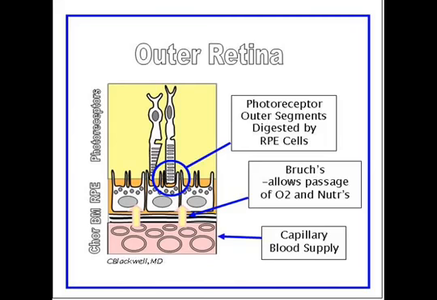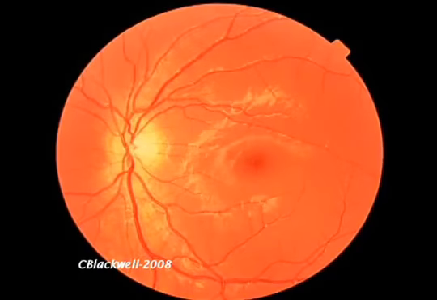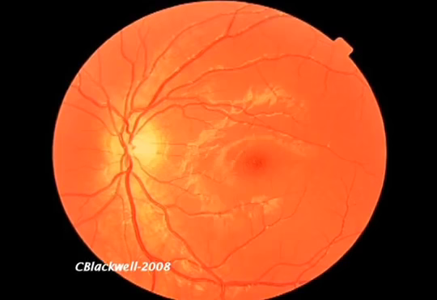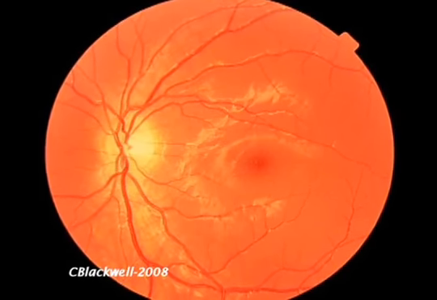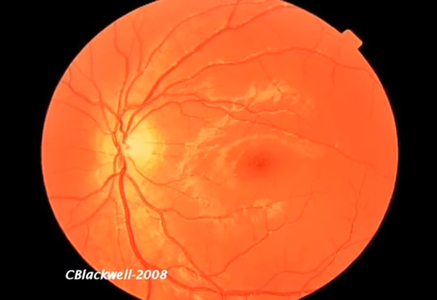Changes in this bottom layer of the retina are key to understanding what happens in the retina with aging and macular degeneration. Let's look at some retinas. Here's a picture of a retina from a young person. Notice the beautiful sheen reflecting from the surface contours of the retina.